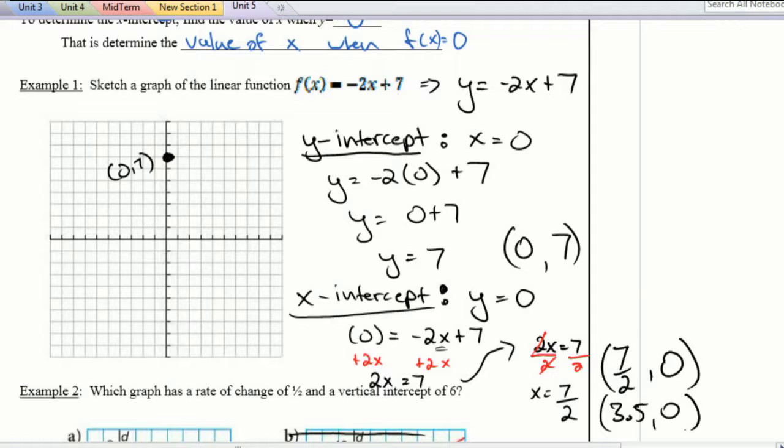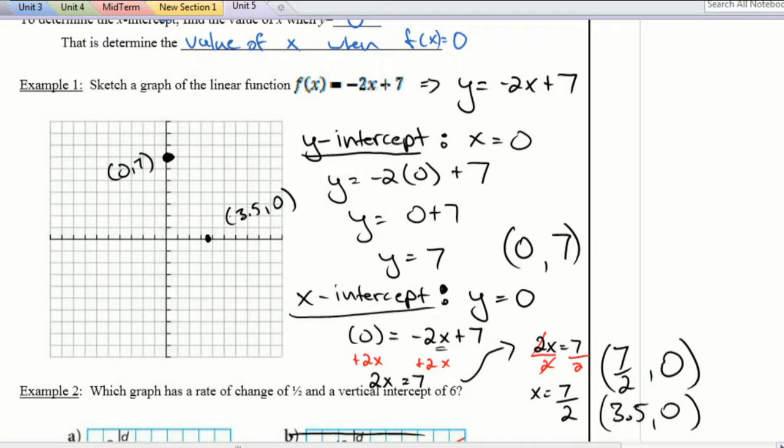So I'm going to plot this point now. My y value is 0, so I know I'm going to end up on the horizontal axis. And in this case, it's 3.5. So 1, 2, 3.5. There's my second point. So I now have 2 points. In order to make a line, I can connect those 2 points.